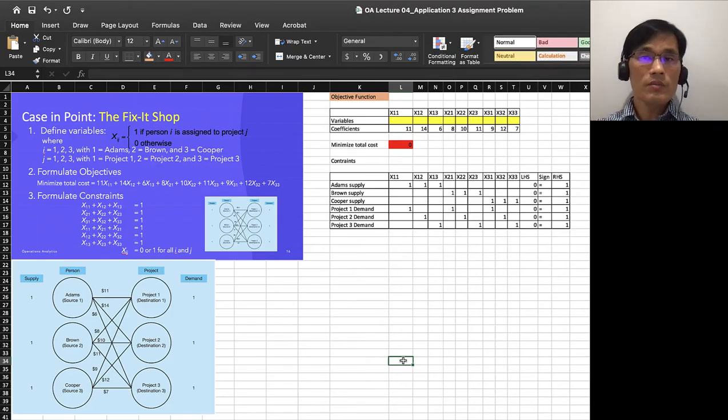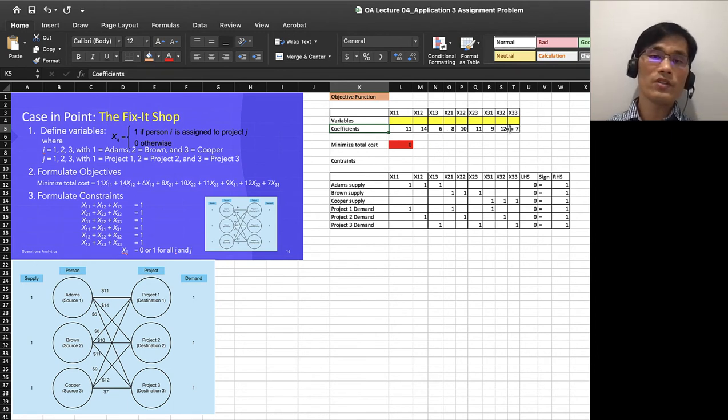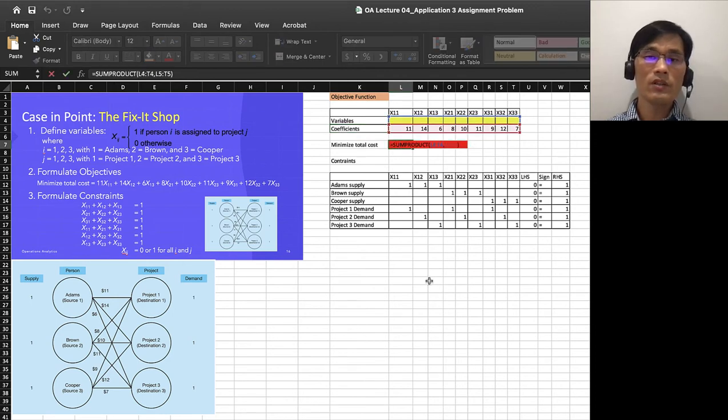Okay, so here's the assignment problem using Excel, and I just pasted and copied the slide so that you can understand it better. We have the variables x11, x12, x13, x21, x22, x23, x31, x32, x33. So I just enter these variables here, and the variable is changing over there, and the coefficients are given here, the price of that, 11, 14, and so forth.